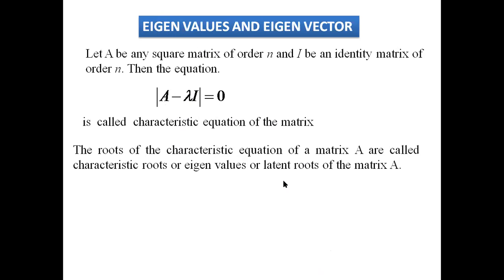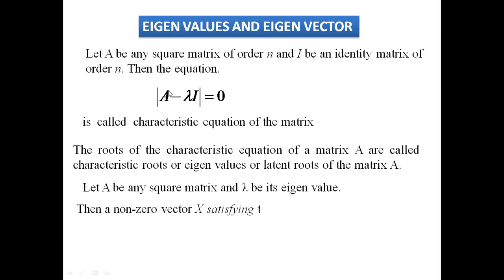For each eigenvalue lambda, we can find a column matrix X such that when you multiply the matrix A by that column matrix, the same answer is obtained as when you multiply lambda by X. In both cases, you get the same column matrix. If you obtain this condition, then this column vector X is called the eigenvector of the matrix A corresponding to the eigenvalue lambda. So for every lambda, there will be an eigenvector.